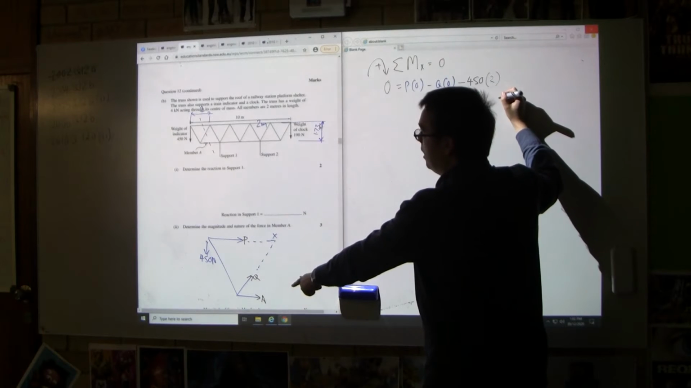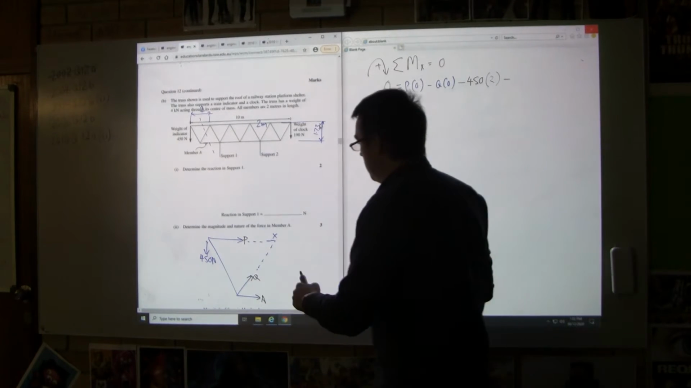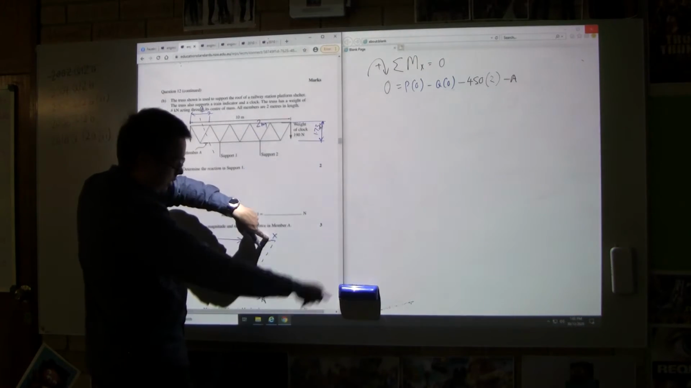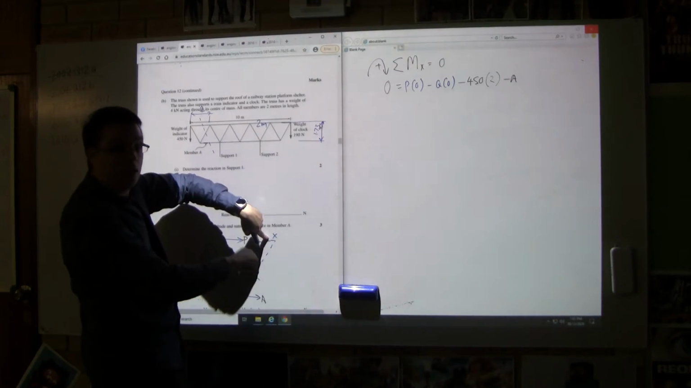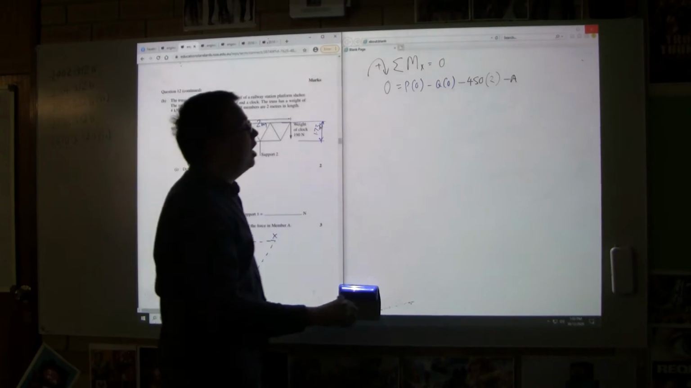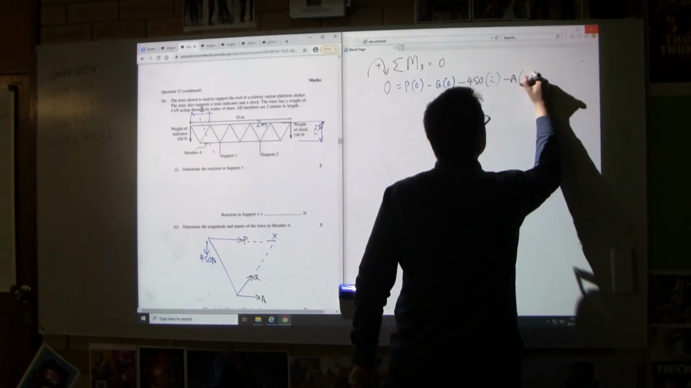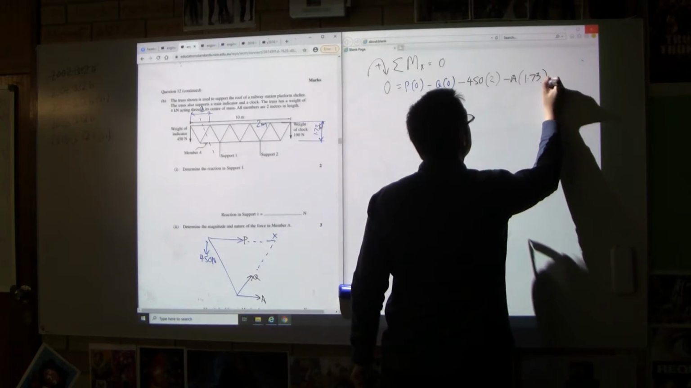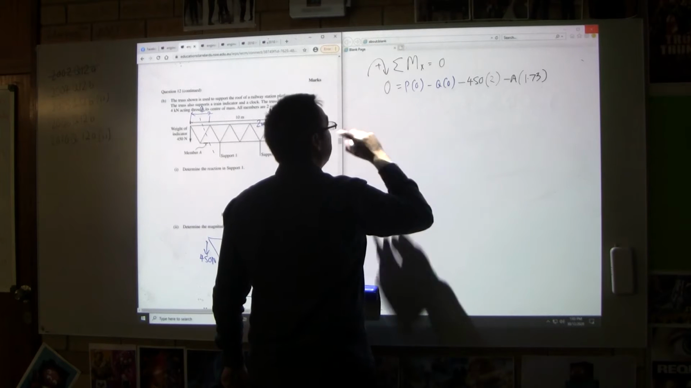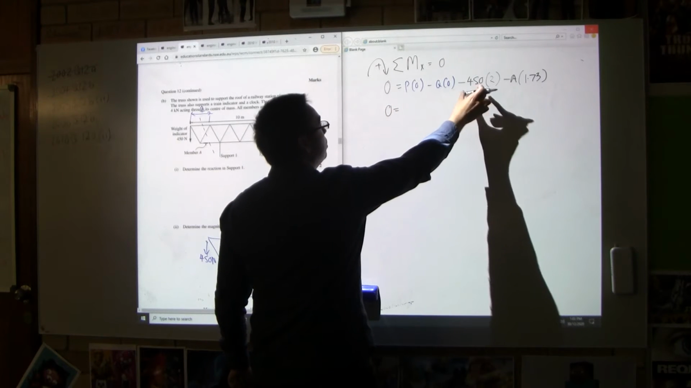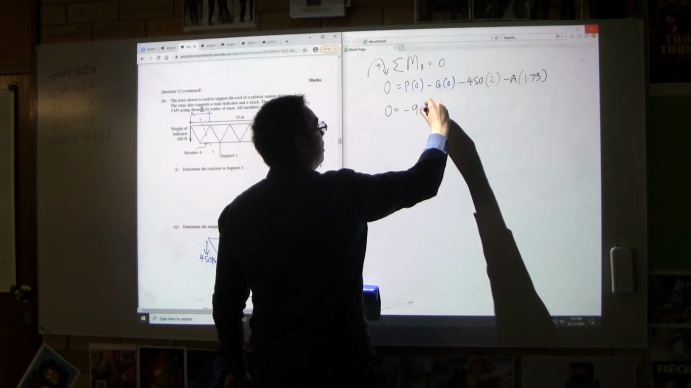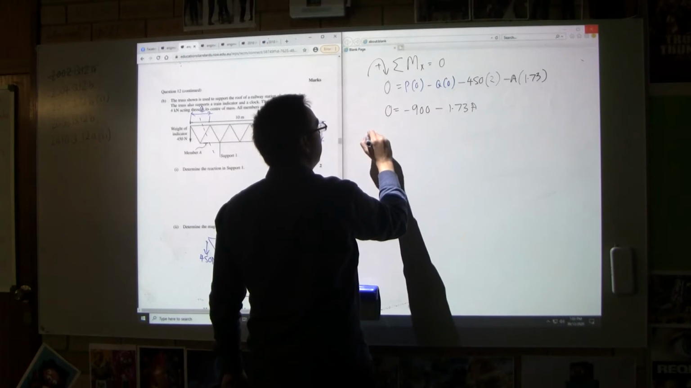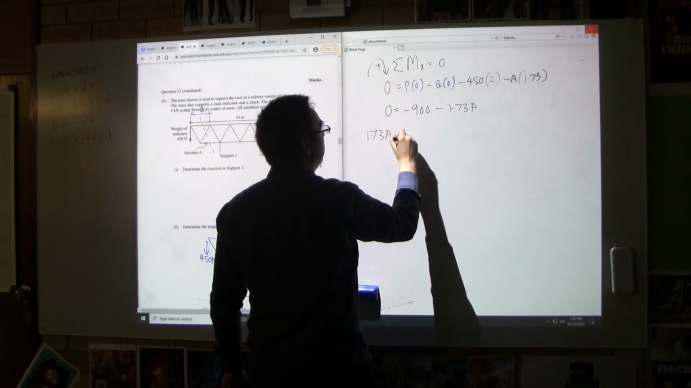Okay, and then A is, well, we're going to say minus A, and then we're going to say, is that anti-clockwise, yeah? Now again, we can see if we've got 2 anti-clockwise, you should be worried. So what are we going to have as our answer? 0 equals, 2 times that is minus 900, equals minus 1.73A. So I bring that over here, I now get 1.73A equals minus 900.